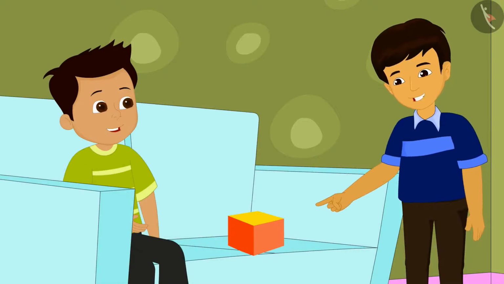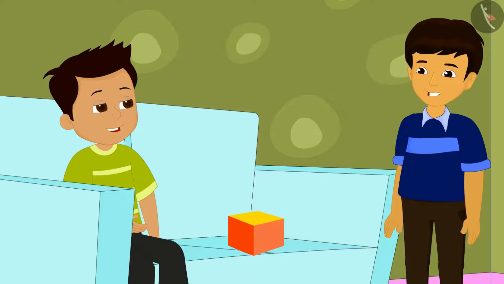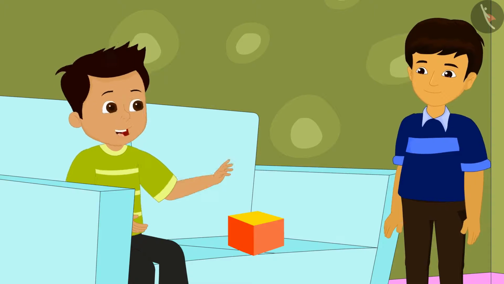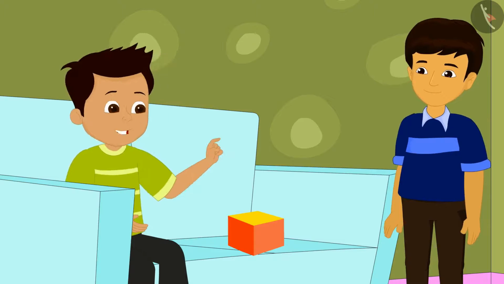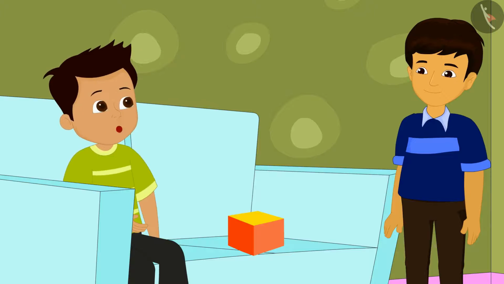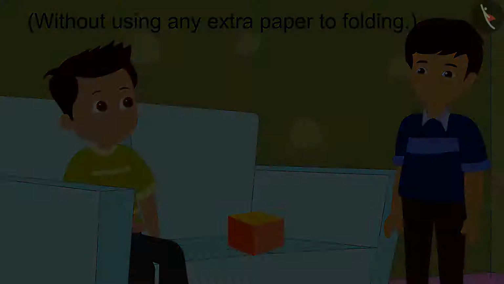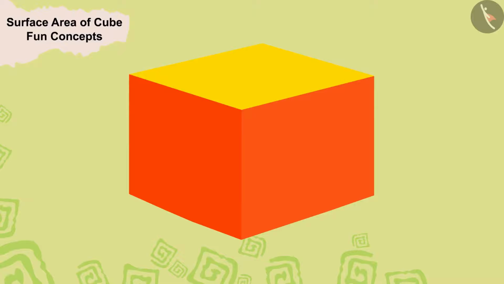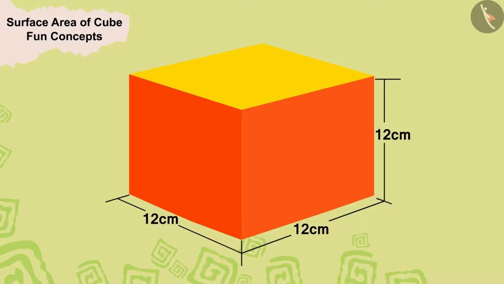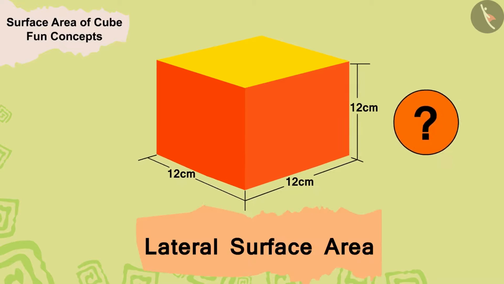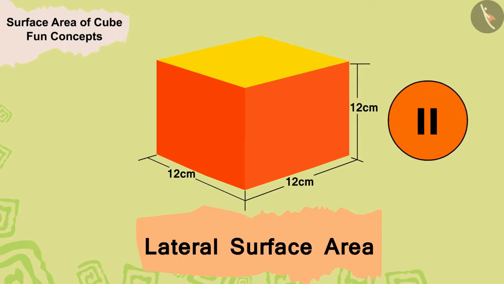Thomas, you have decorated this box with such beautiful paper. Yes, I first found the lateral surface area of this cubic box and then I cut the paper of that area and decorated the box. Friends, if the length of the side of Thomas's box is 12 centimeters, can you find the lateral surface area of this box? You may pause the video to try it yourself and then match your answer.